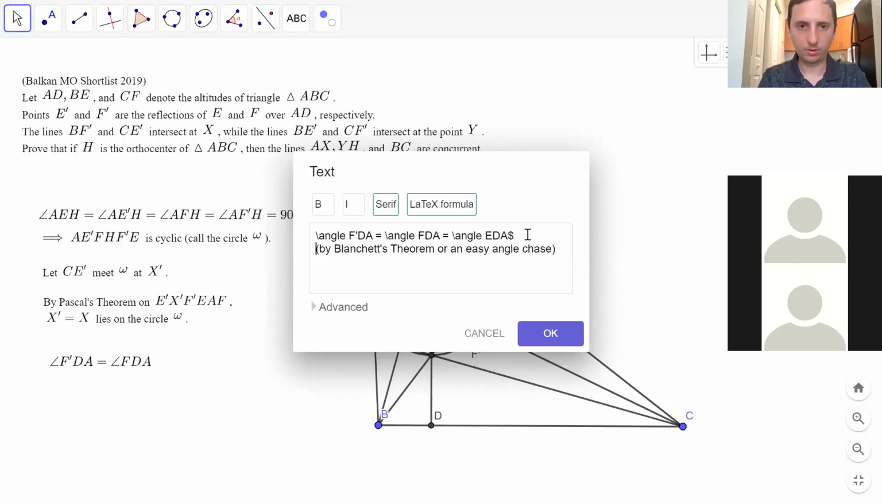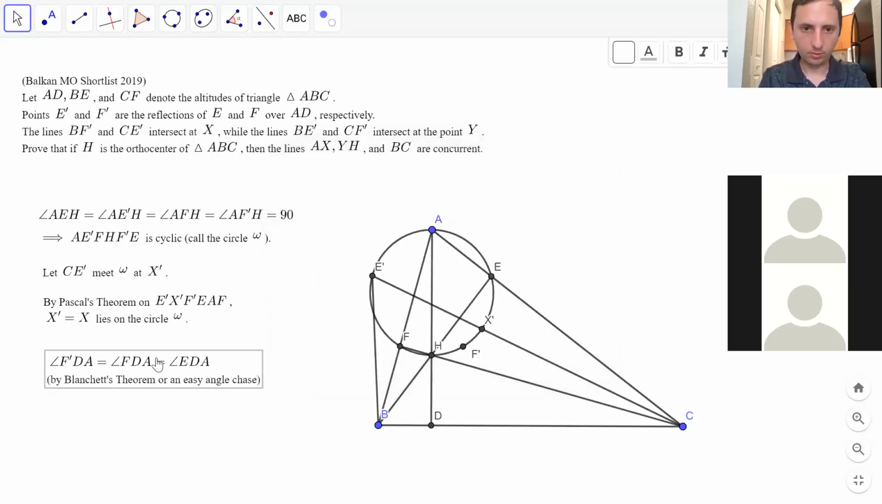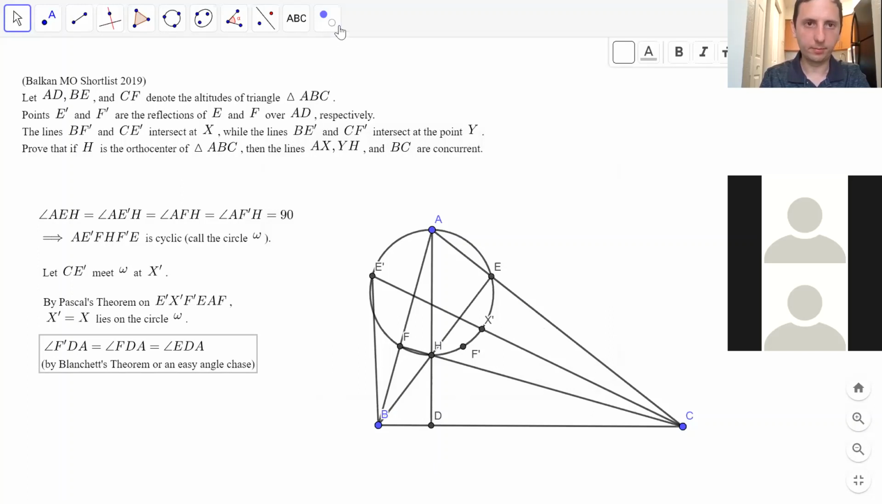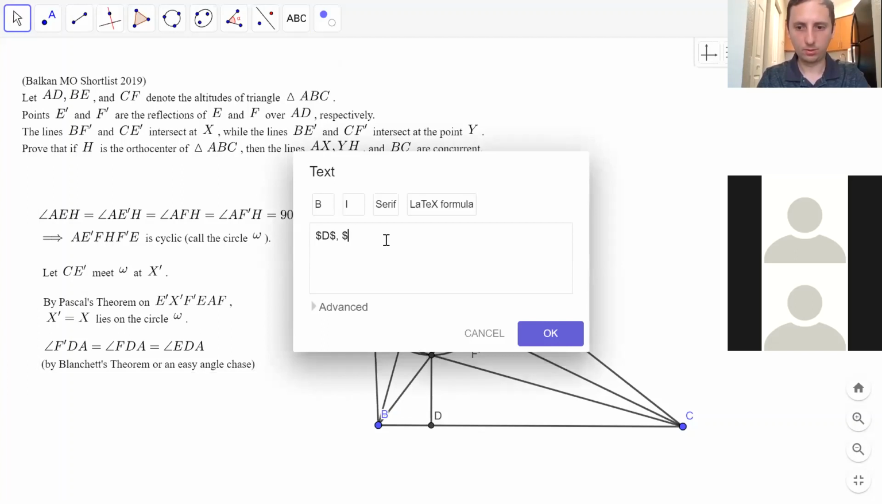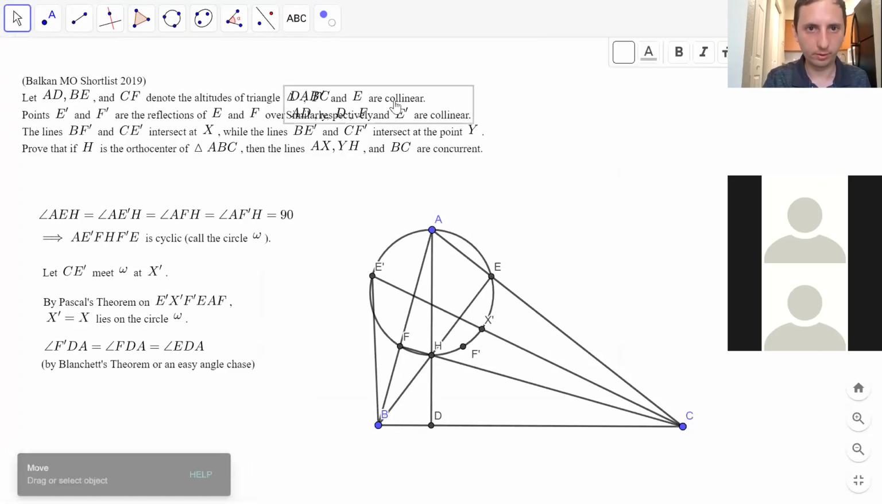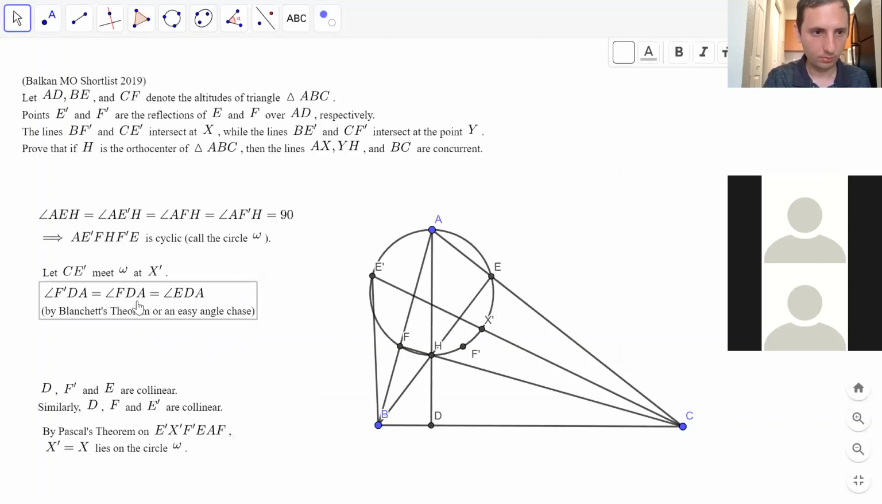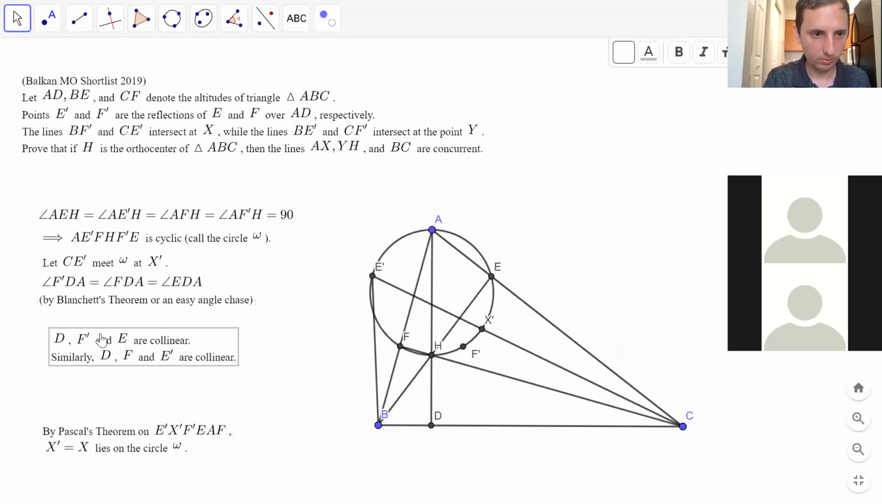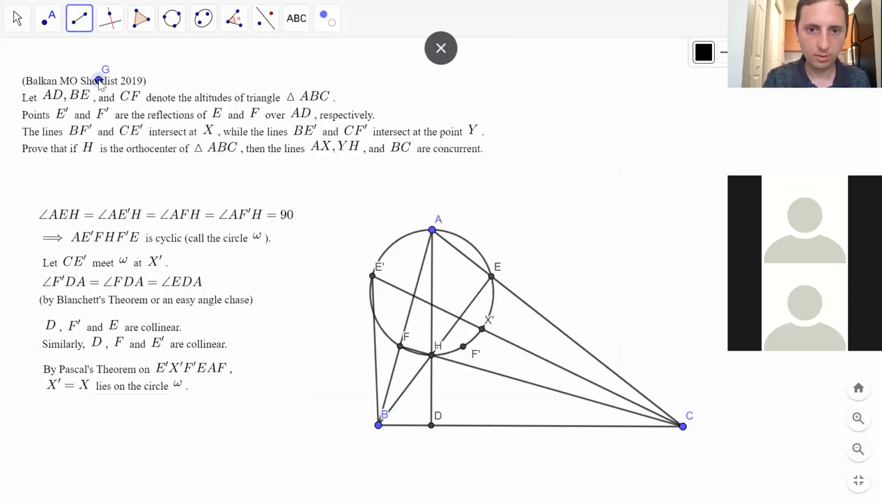All right. So D, F prime, and E are collinear, and then D, F, and B prime are collinear. So yeah, we have to move Pascal's after that. What just happened? Oh, I did it. Sorry. There we go. It's right here. There we go. So we got that and that.